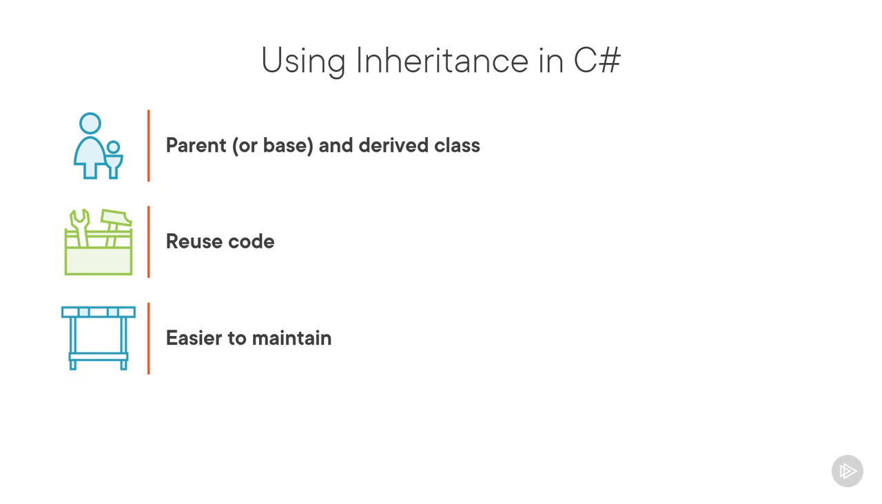Now, I've so far mentioned the relation between employee and manager, so parent and derived class, but it can actually be multiple levels deep. We could, for example, derive from salesperson yet another class like junior salesperson, which is again more specific.